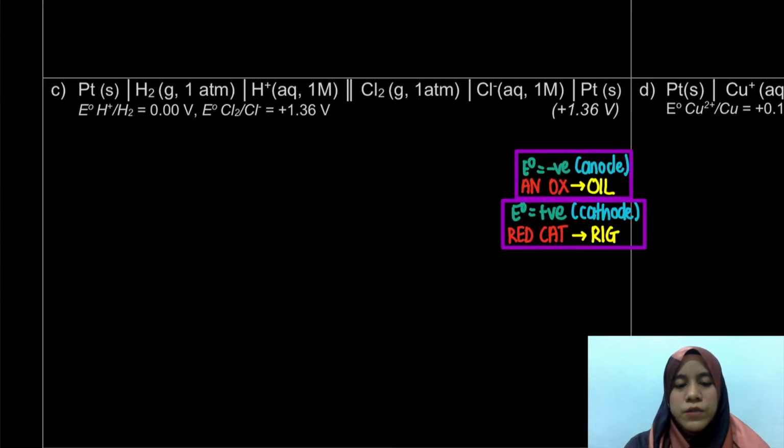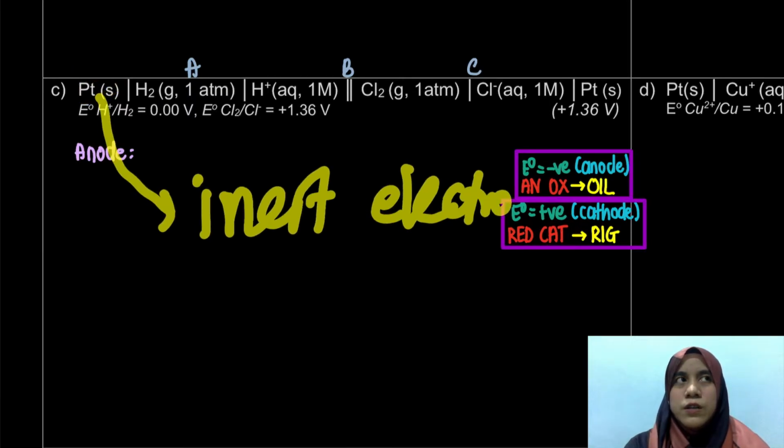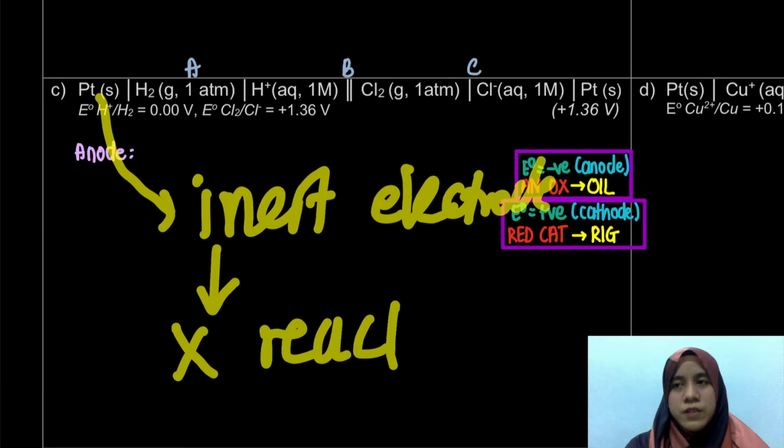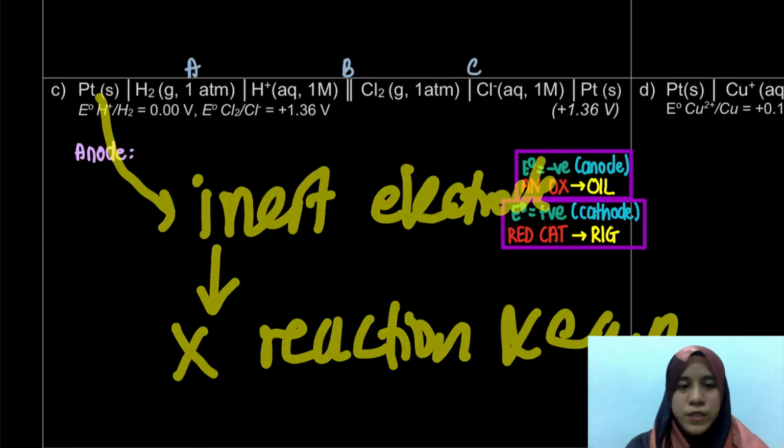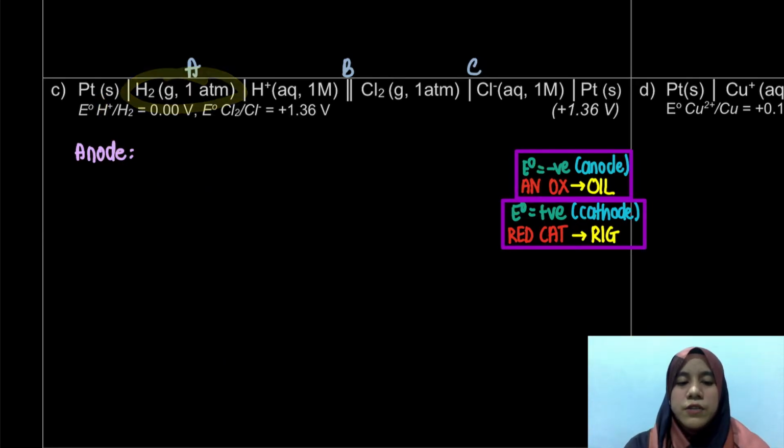So it follows the ABC rule. So this is the bridge, this is anode, and this is my cathode. Okay, so for my anode, when I write down the equation, here we have platinum. So what is actually platinum? It is an inert electrode which does not involve in the chemical reaction. So we don't have to include it in the equation. We can start with the hydrogen gas.